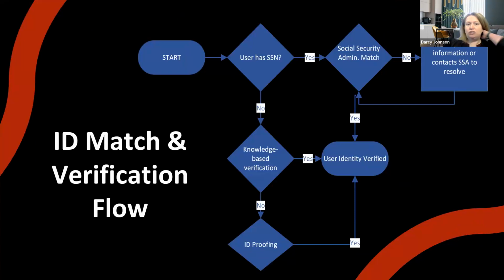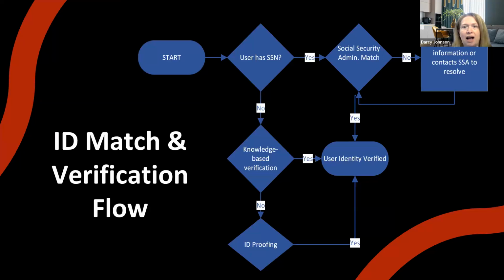All right. So what does this ID match and verification look like? So at the start, does the user have a Social Security number? Yes, they go through the Social Security Administration database match. And if it matches, then the user identity is verified and they're good to go. If the user has a social, but they fail the Social Security Administration database match, then the user will need to update their information on the FAFSA and their studentaid.gov account, or they will need to contact the Social Security Administration to resolve it. And then they go back through the database match.